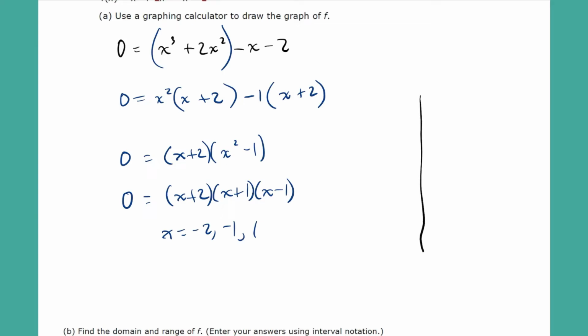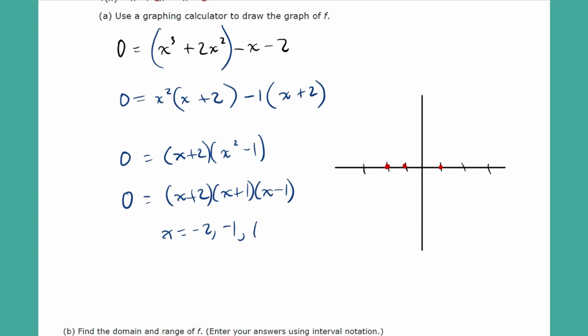Now you draw your coordinate plane and you put those points in. The three x-intercepts are -2, -1, +1. And then one way to do this is to pick any point to the left, any point here, any point here, any point to the right. So you're testing these intervals to see if the graph is above or below the x-axis, whether it's positive or negative. So let's plug in -3 to see if the graph is above or below.